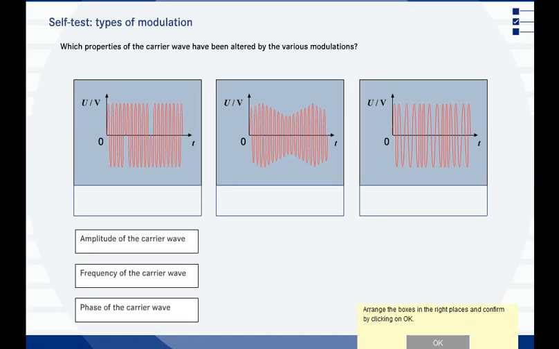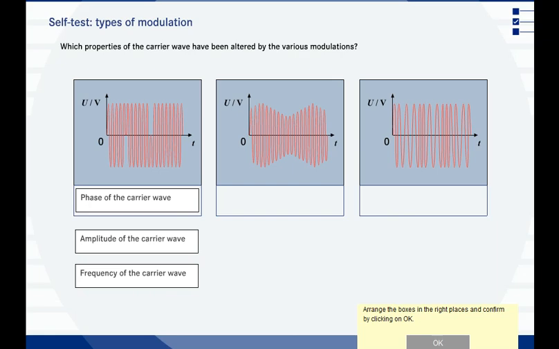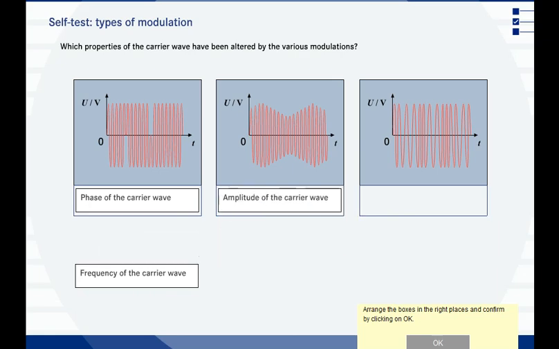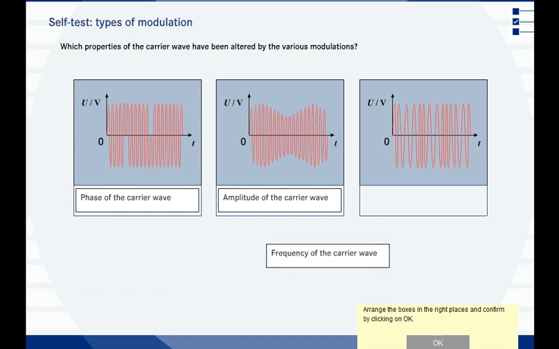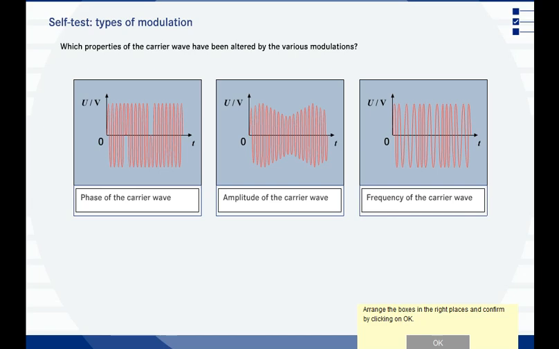Which properties of the carrier wave have been altered here through the various modulations? Put the boxes in the right order and confirm with OK. Very good. The order is correct. The first diagram shows a phase-modulated carrier wave. The second signal is amplitude-modulated, and the third is frequency-modulated.